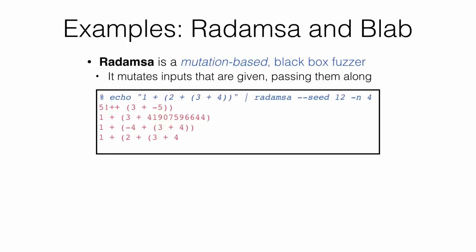Now, Radamsa can sit in between the generation of normal inputs and the receiving target program as follows. Here we're showing that the original input, which is a legal arithmetic expression that we might pass to the calculator program BC, can have that input fuzzed by Radamsa first before BC is able to operate on it.